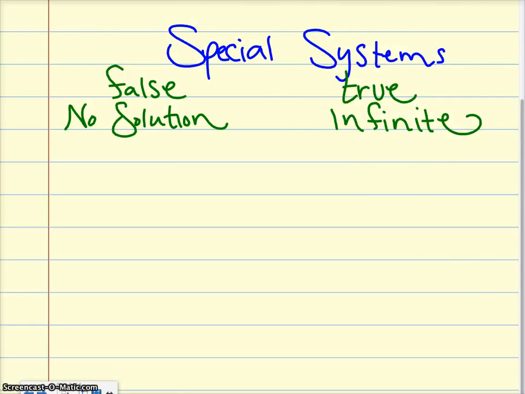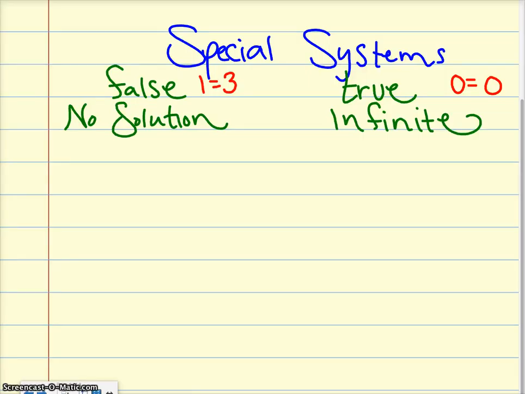Okay, one last thing with systems. Sometimes you come across these special kind of systems. Special means when all the variables disappear and you get a false statement like 1 equals 3, or a true statement like 0 equals 0. Okay, you're going to get something that looks like that. False means no solution. True means it's an infinite amount, or all real numbers, we said before.